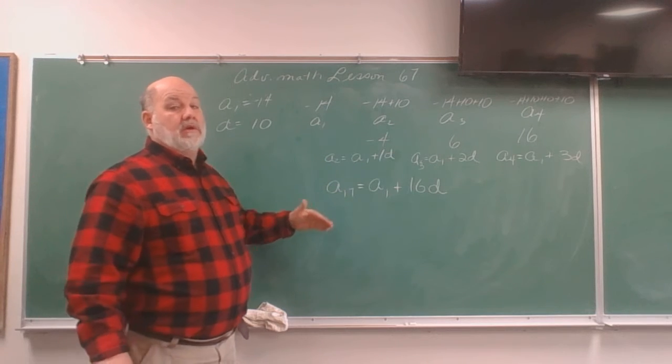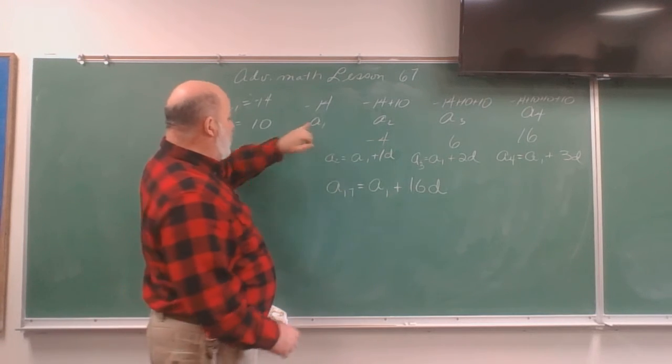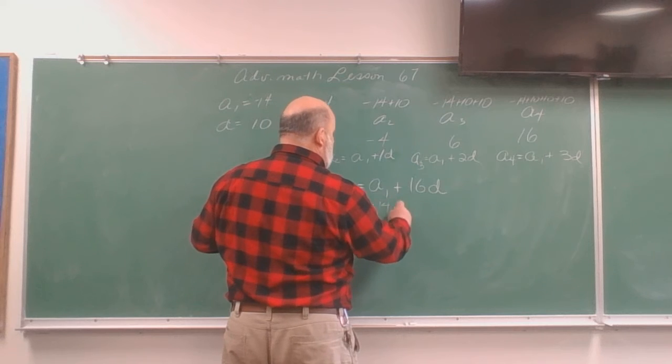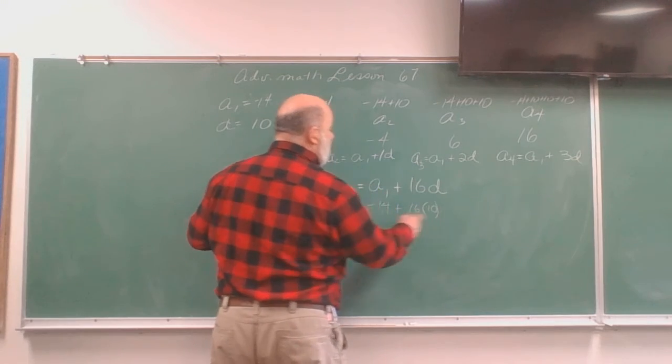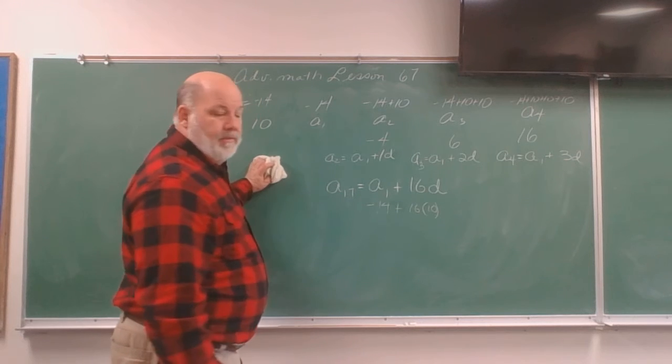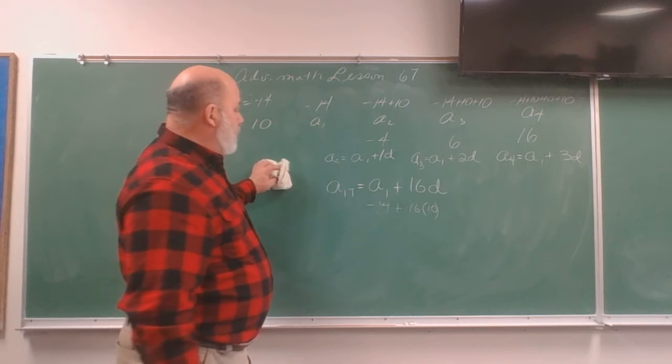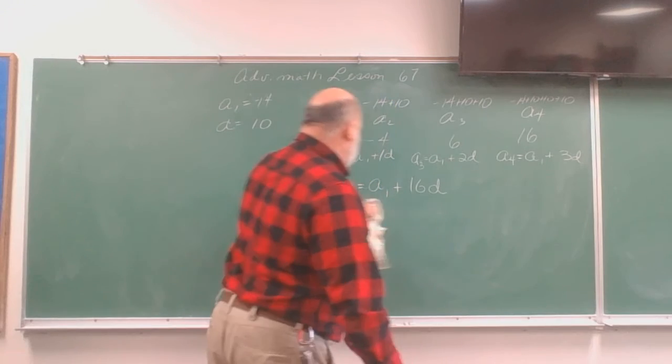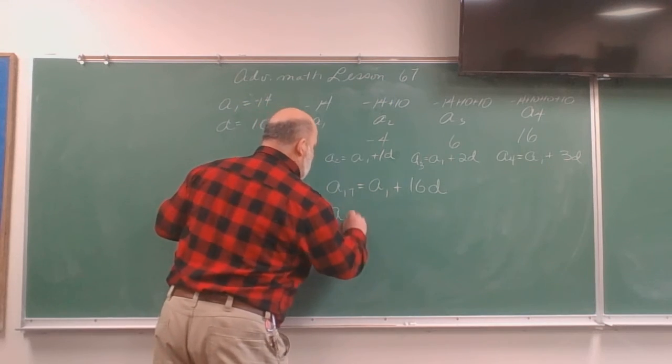If we wanted to, we could go find that out. I could go, okay, what's negative 14 plus 16 times 10? That's 160 minus 14. I'm not going to do it on the formula. All right. We could do that. From this, I get a formula. Well, I can look for any term.